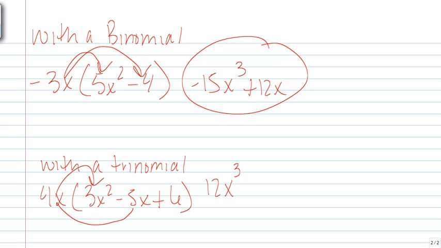Now take your 4x and multiply it times your middle term of the negative 5x. So 4 times negative 5 is negative 20, and then add your x's. So now you have negative 20x squared.